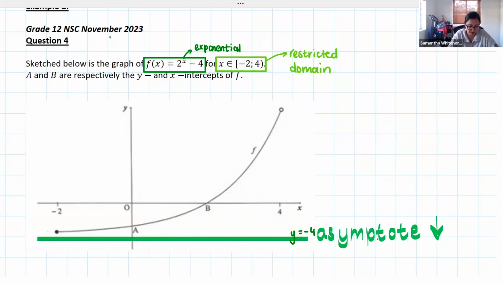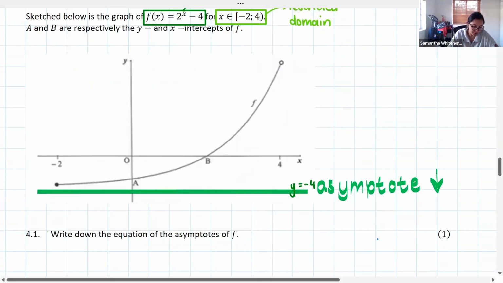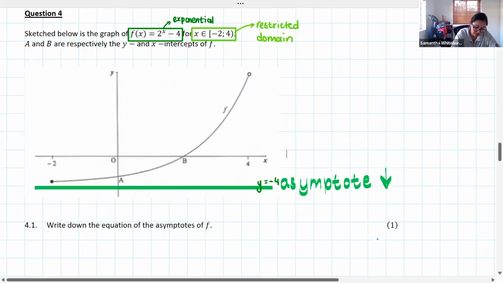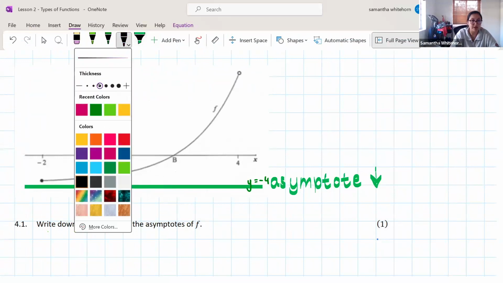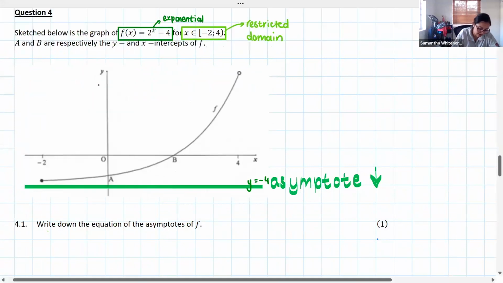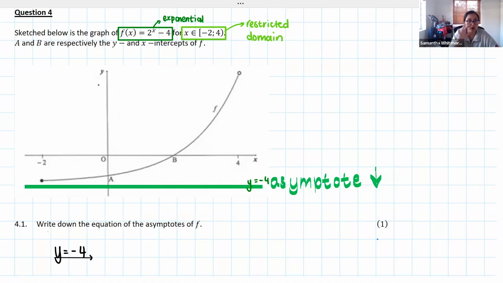Okay, now that we've got that, we can move into the questions. The first question is asking me to write down the equation of the asymptote of f. Already I know what the answer is because I took a little bit of time and interpreted what I was looking at. I already know that my asymptote is at y is equal to negative 4. I don't have to do any thinking, any calculating, nothing, because I've gone to my equation and asked, what is this telling me? I've interpreted my information. There's nothing else I need to do. That's it.